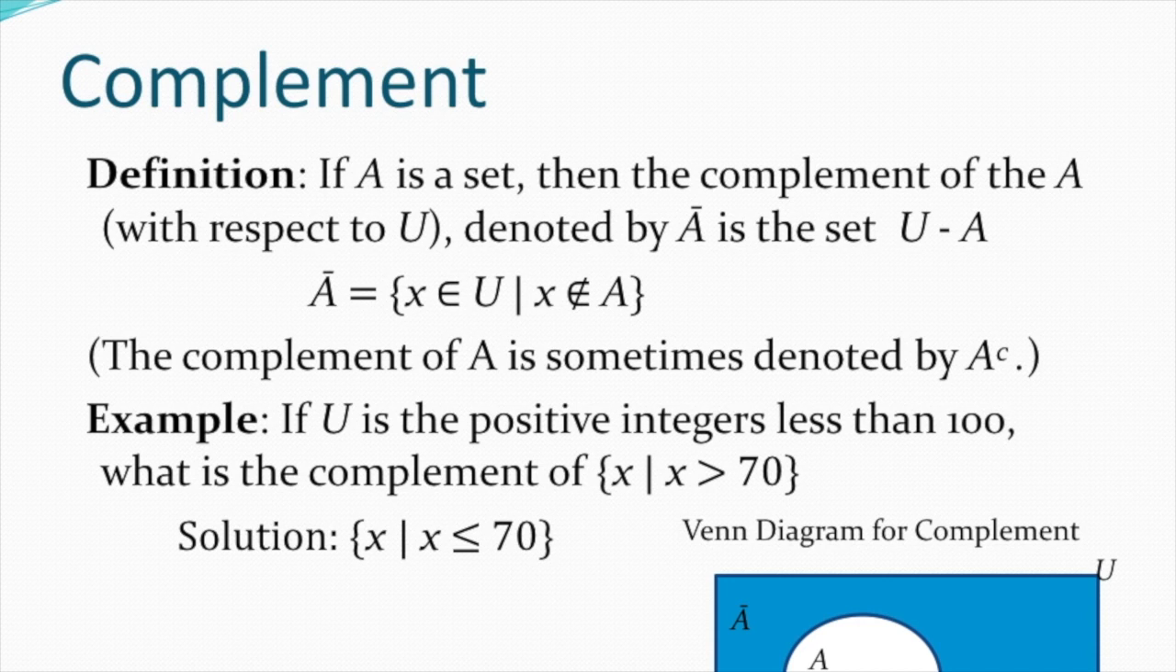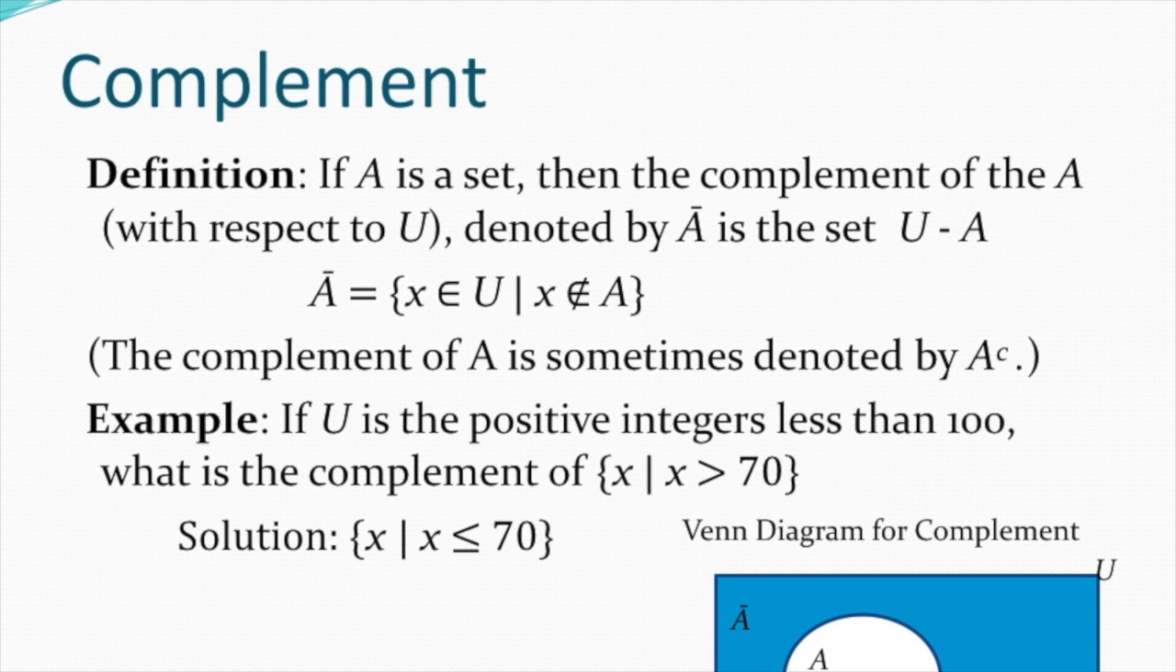Now I will define what we mean by U, because U could stand for any set. If you now denote the positive integers less than 100, what is the complement of the set where x is greater than or equal to 70? This means anything greater than or equal to 70 is already an element of the set A. The A complement is basically anything less than 70. So you take U minus A.